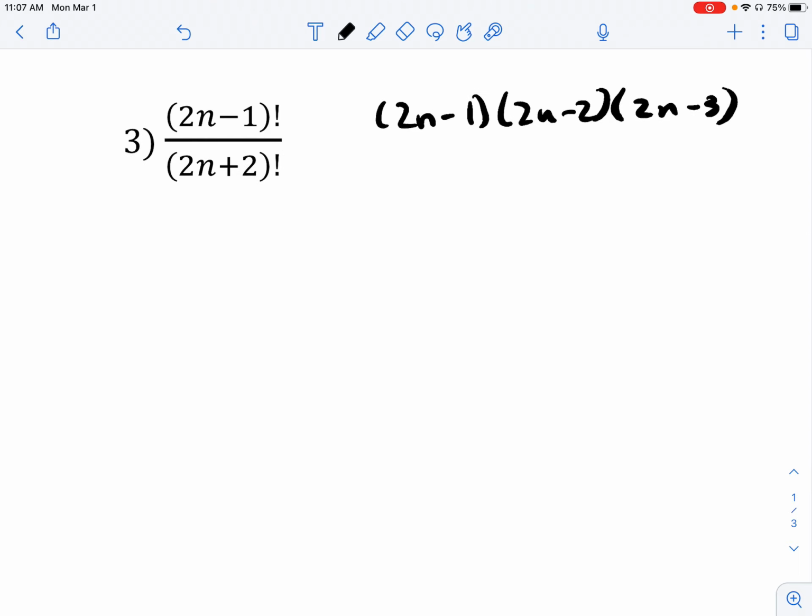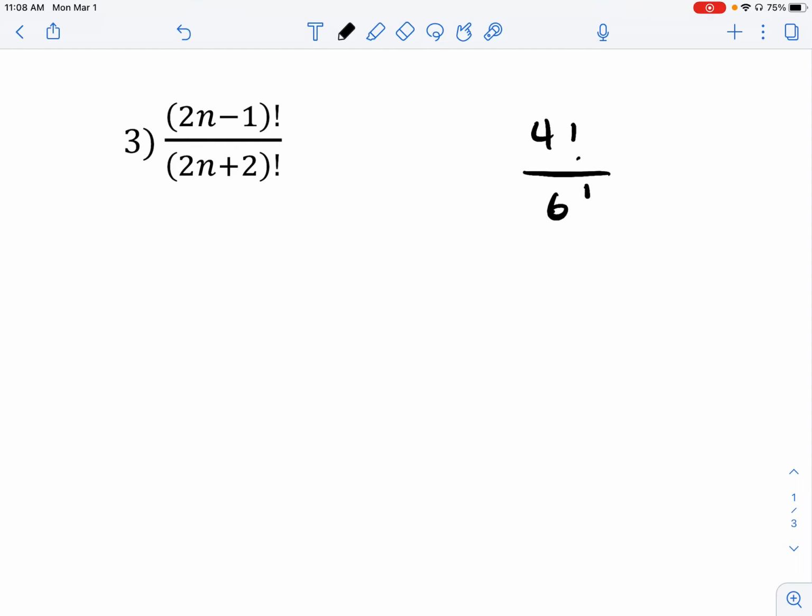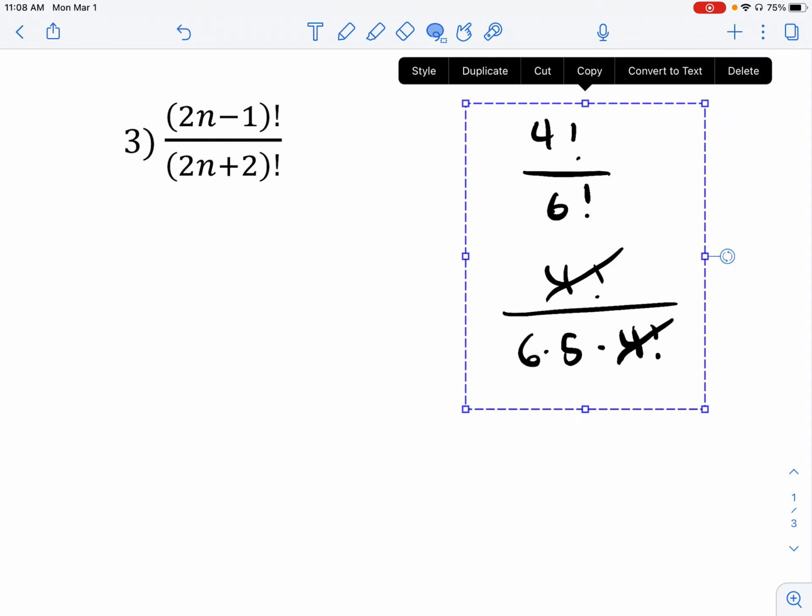It's because we're expanding the wrong part of our ratio here. Looking at 2n minus 1 factorial over 2n plus 2 factorial, the denominator is greater, so it doesn't make sense to expand out our numerator. That's like having 4 factorial over 6 factorial. Expanding out the numerator doesn't help us divide out into our denominator. We'd actually want to expand out the denominator so that we can divide these out. For that same reason, that's what we're going to do with our ratio here.